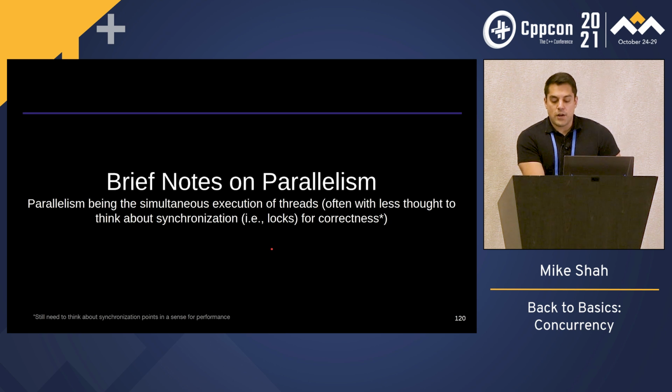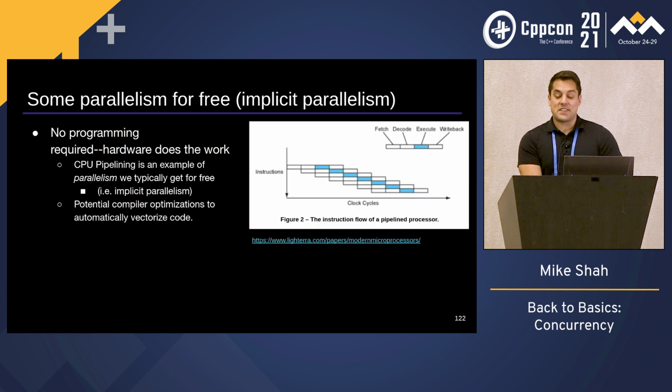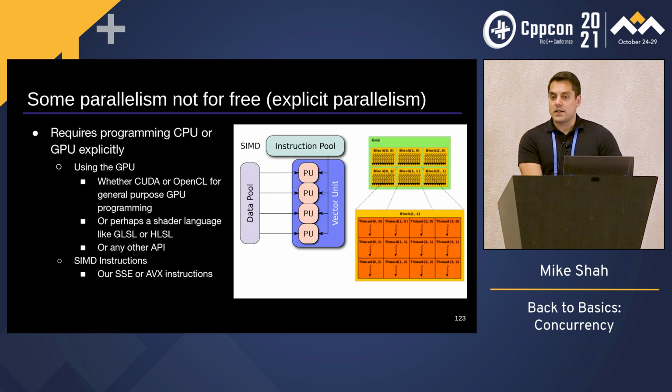All right, some brief notes on parallelism in 30 seconds or so. Sometimes you don't have to do any work, right? Your hardware is pretty good. So there's the implicit type of parallelism, CPU pipelining and some of these ideas where you just get the parallelism for free. So you don't have to worry about that. That's on the hardware. But you do have your explicit parallelism.